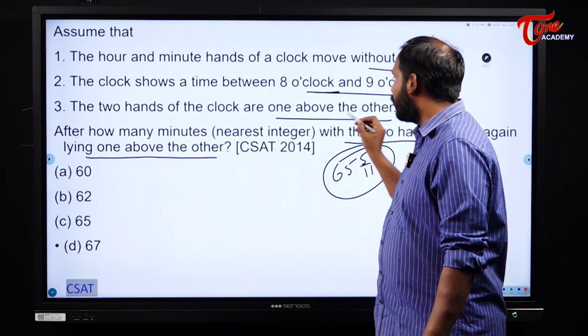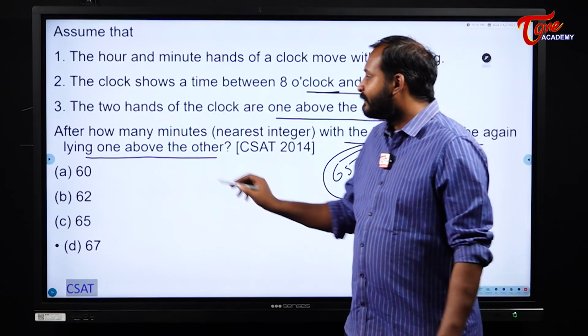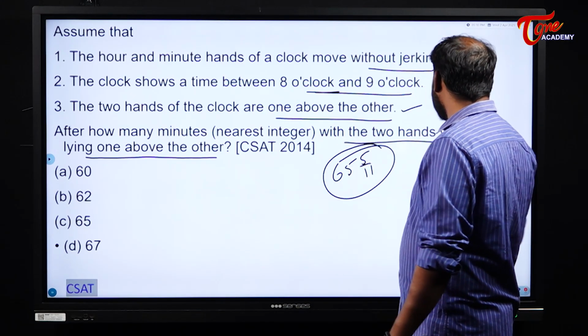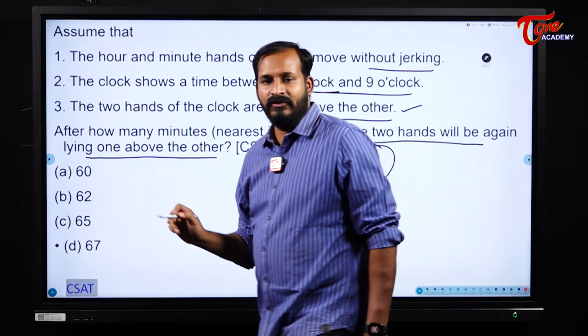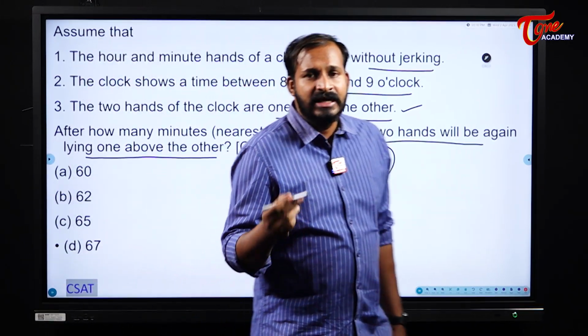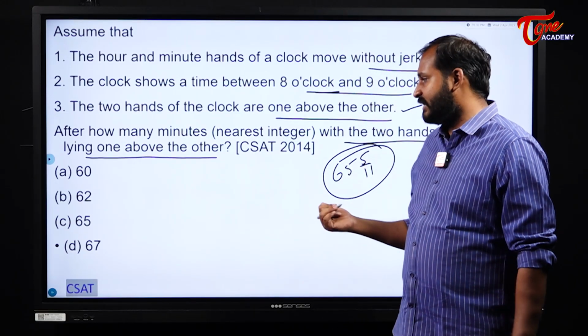The two hands of the clock are one above the other. After how many minutes, nearest integer, will the two hands again be lying one over the other? That means what this question is asking us here is, after what time? Usually, for every 65 5/11 minutes, they will coincide with each other.